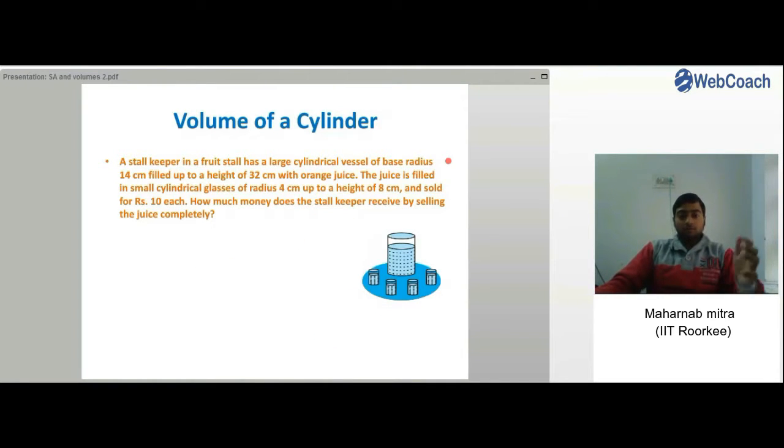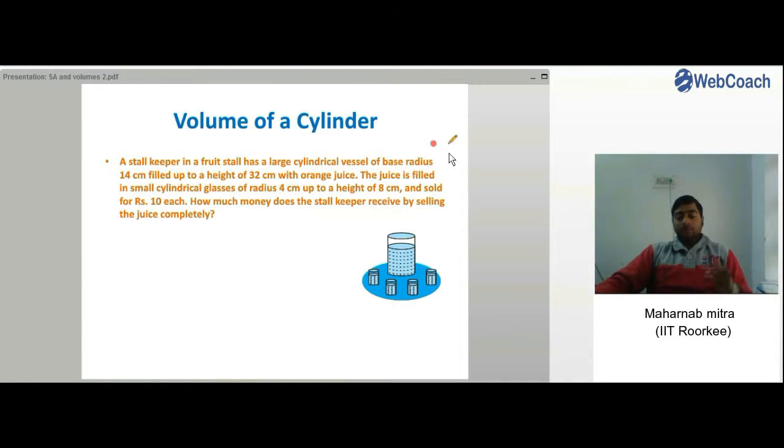So let us use this concept in a question. A stall keeper in a fruit stall has a large cylindrical vessel of base radius 14 centimeters filled up to a height of 32 centimeters with orange juice. The juice is filled in small cylindrical glasses of radius 4 centimeters up to a height of 8 centimeters and sold for rupees 10 each. How much money does the stall keeper receive by selling the juice completely?